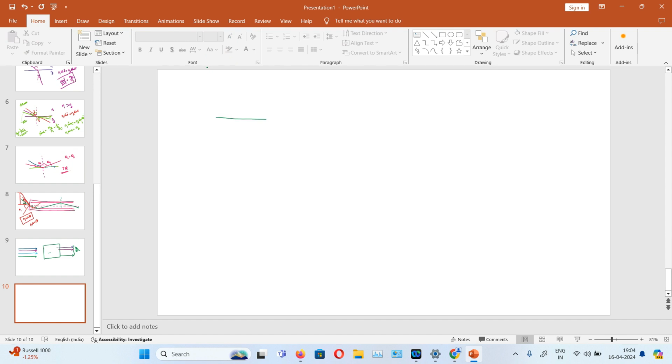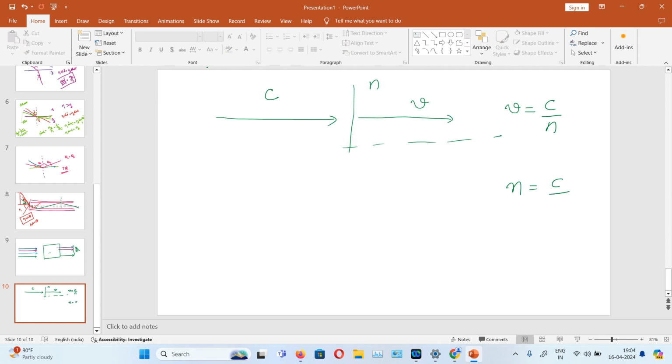When light is traveling in a vacuum, it has the velocity c. When it enters a medium, which has a refractive index n, and passes through the medium, the velocity is v. Then v is equal to c by n. Or refractive index n can be written as the ratio c by v. Or we can write it as n2 by n1.